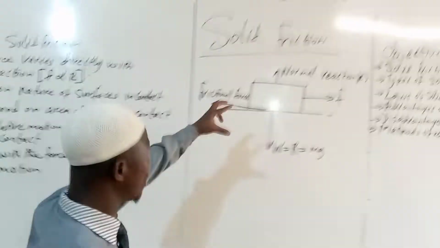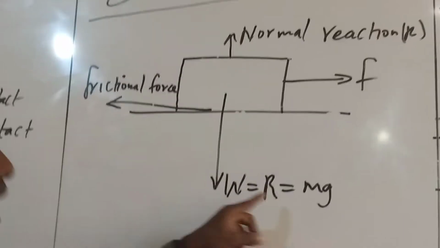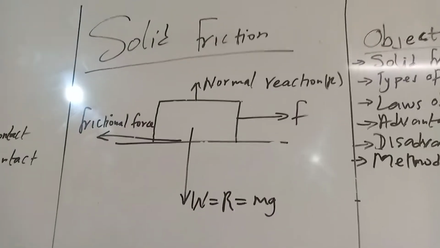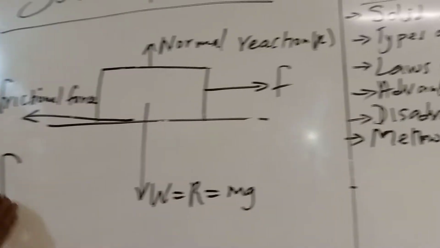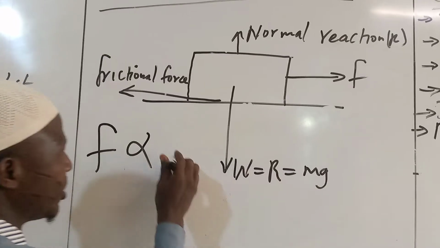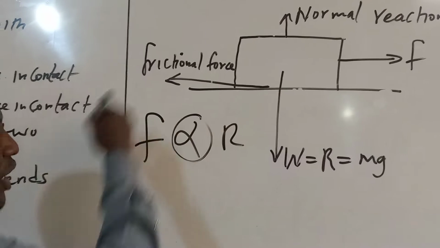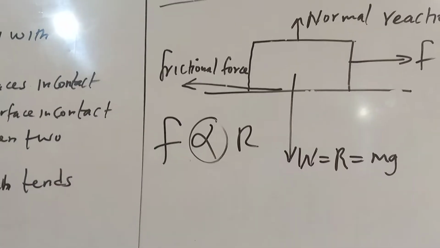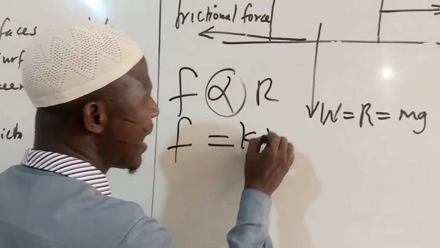The higher the weight of the object you place on another surface, the higher the force you will require to push it over the second surface. Then, in that case, we can use it to derive the formula. So the frictional force F varies directly with normal reaction, which is the same thing as the weight of the body. Normal reaction, R. And when you remove the variation sign, you replace it with equal to and a constant. Therefore, we have F is equal to KR.